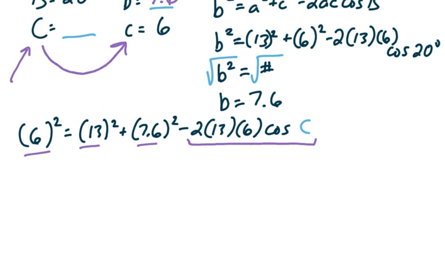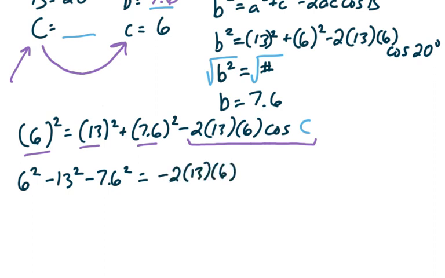So here's what I'm going to do. I'm going to start moving things around a little bit. I'm going to subtract the 13 squared onto the left side. I'm going to subtract the 7.6 squared onto the left side as well. And I'm still left with a negative 2 times 13 times 6 times the cosine of angle C.